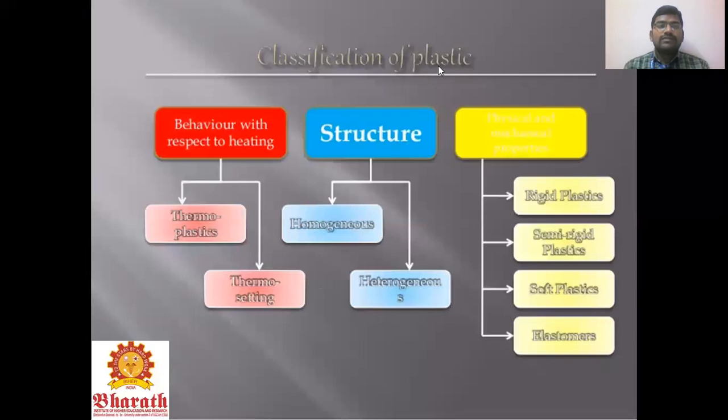The classification of plastics: one is behavior with respect to heating, which gives thermoplastic and thermosetting plastic. The structure gives homogeneous structure and heterogeneous structure. Next is physical and chemical properties: rigid plastics, semi-rigid plastics, soft plastics, and elastomers. There are three different types of classification of plastic.